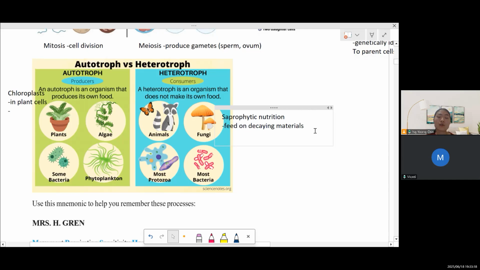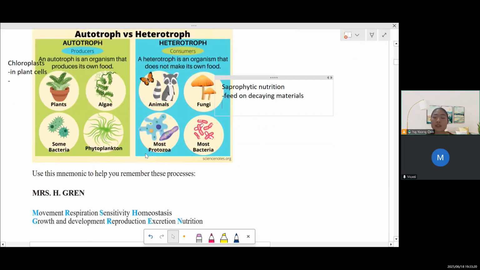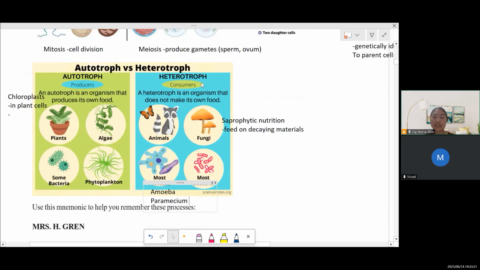And then protozoa. You heard about this before, right? Amoeba and paramecium. Later you will learn more about this. So we are under heterotroph.